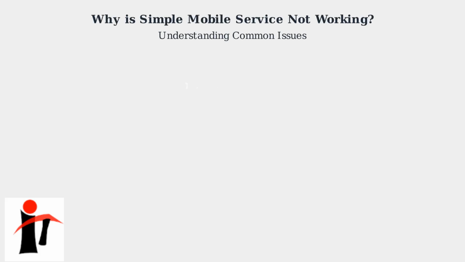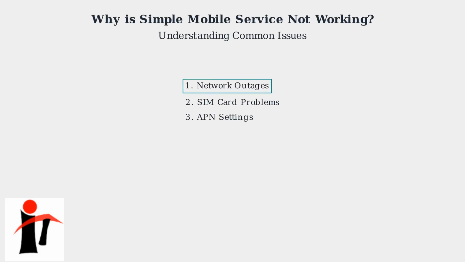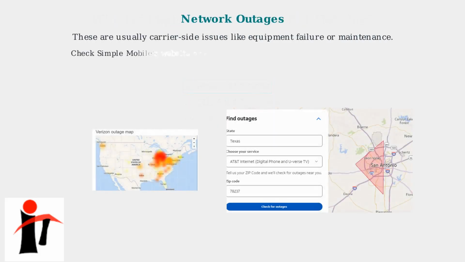Simple Mobile service disruptions typically stem from three main causes: network outages, SIM card problems, or incorrect APN settings. Network outages are usually carrier-side issues like equipment failure or maintenance. Check Simple Mobile's website or app for outage maps, which integrate with Verizon, AT&T.